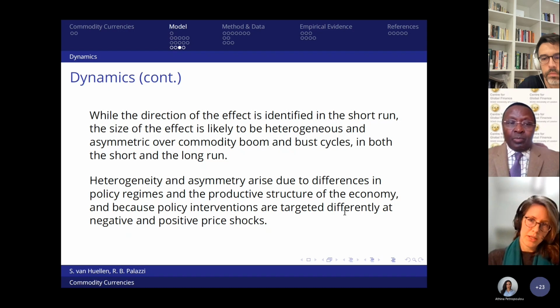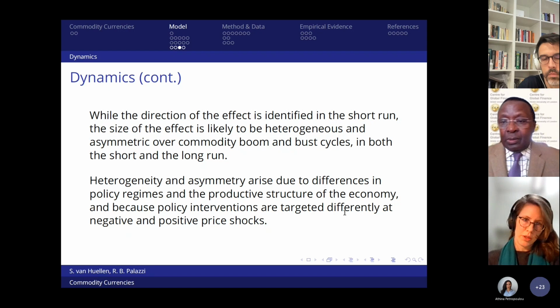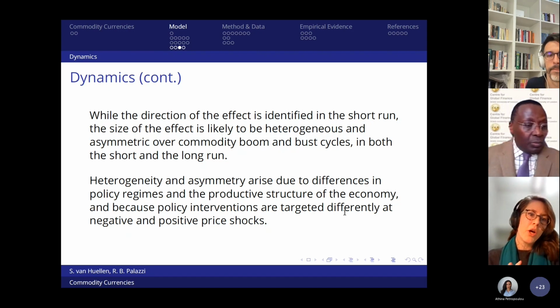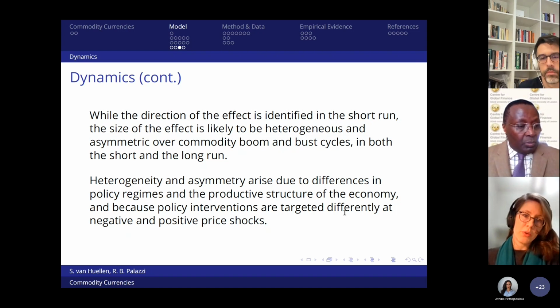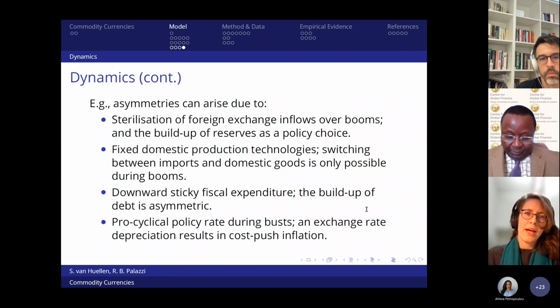And these might well be different. So commodity booms might be addressed differently, or by different policies, than commodity busts. So we have both heterogeneity across countries, or expect heterogeneity across countries, as well as asymmetry between commodity boom and commodity bust. So negative price shocks and positive price shocks. And that's exactly what motivates our empirical analysis.